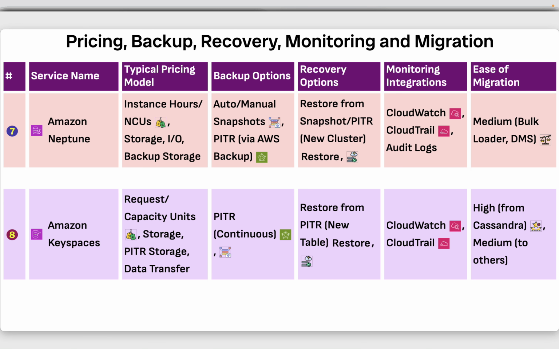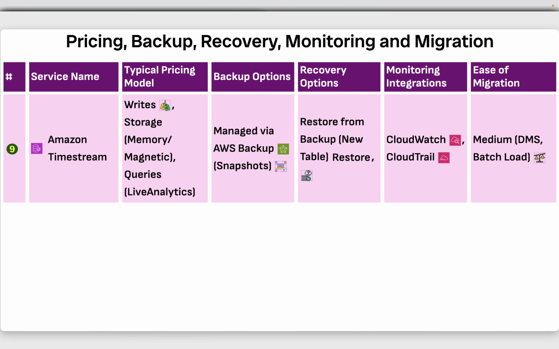Next, Amazon Keyspaces. You will be charged based on request capacity units, storage, point-in-time recovery storage, and data transfer. Backup options: point-in-time recovery, continuous. And recovery options: restore from point-in-time recovery to a new table. Then monitoring integrations: CloudWatch and CloudTrail. Ease of migration is high from Cassandra, and medium. So it depends, depending on the version and some other factors like the model and all.